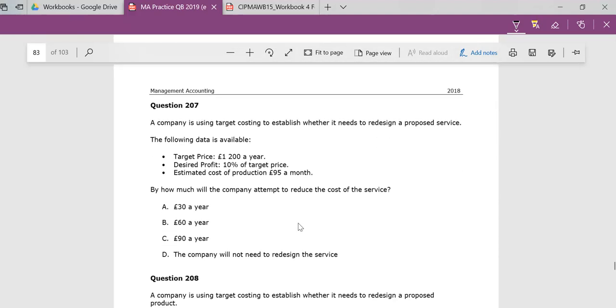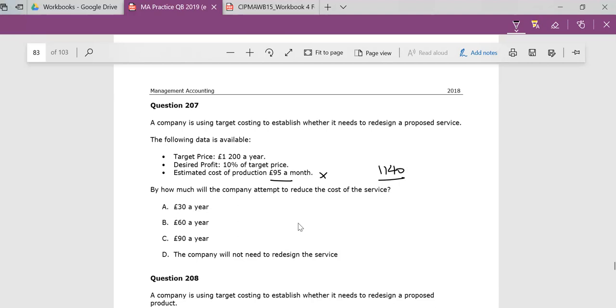Find what the target cost is. So here they think they're trying to be funny. They're saying, oh, it's £95 a month. Well, upgrade it, take it to a year. So 95 times 12 takes us to 1140. So that's what you're currently doing right now.